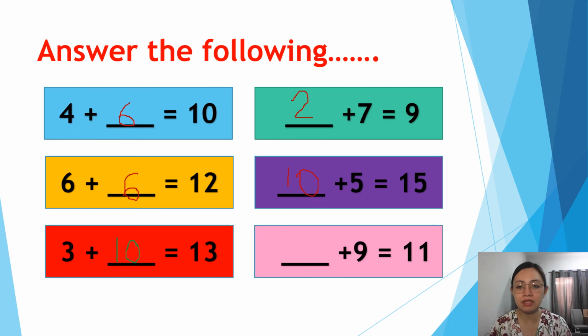Blank minus 9 is equal to 11. What do you think is the missing number? Okay, so let's minus 9 to 11 to find out the missing number. So 11 minus 9. So, what's the correct answer, kids? Okay, the correct answer is 2. Okay, so 2 plus 9 is equal to 11. So 9, add 2 more, 9, 10, 11. Okay, did you get all the answers correctly? Very good.